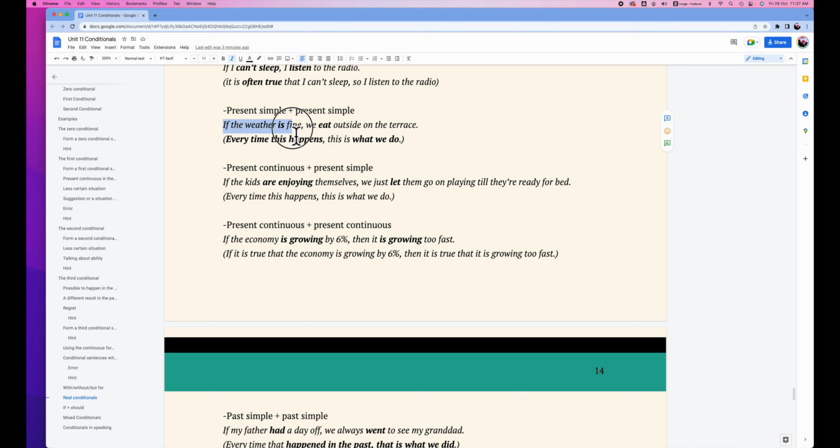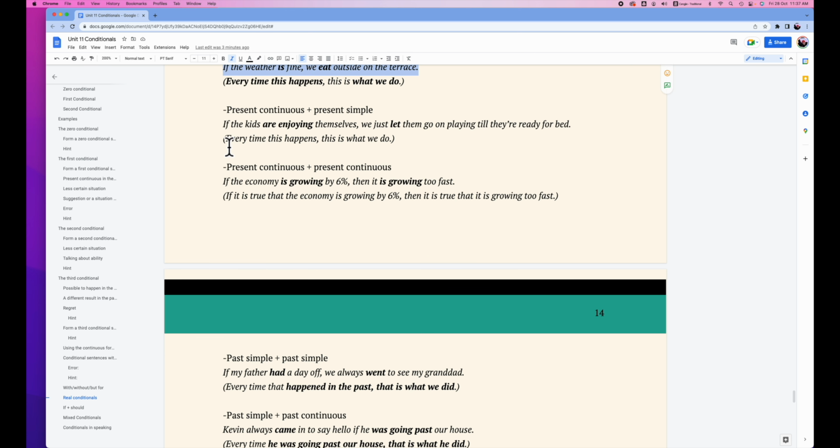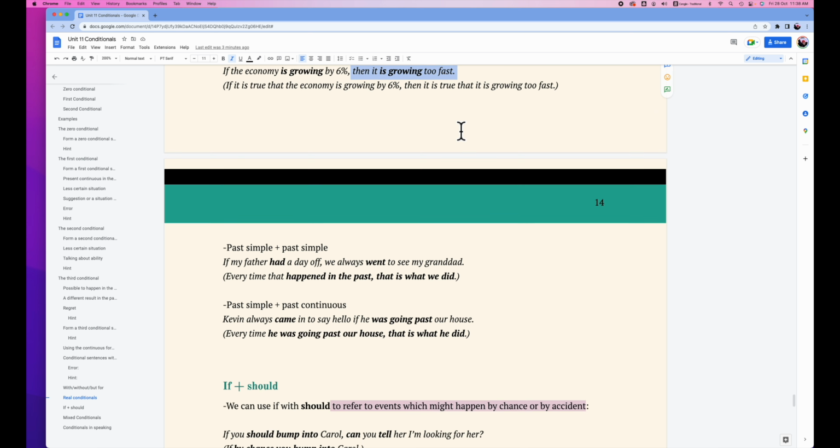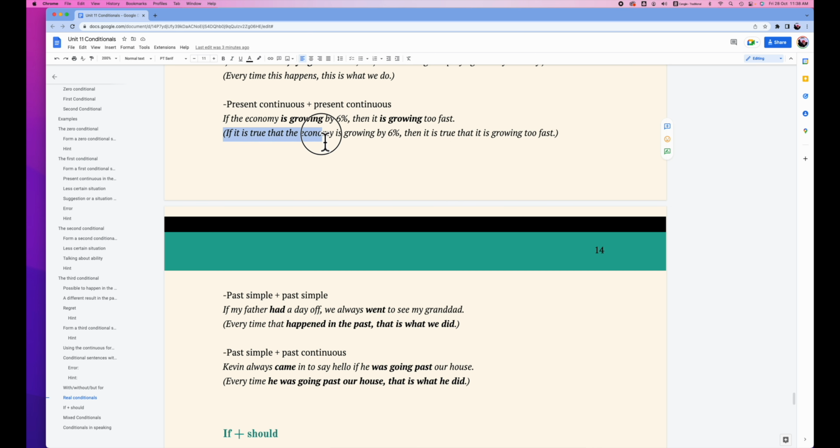If the weather is fine, we eat outside on the terrace. Continuous: every time this is happening, this is what we do. If the kids are enjoying themselves, we just let them go on playing till they are ready for bed. Continuous tense plus continuous tense in part A and B will be also similar. If the economy is growing by 6%, then it is growing too fast. If it is true that the economy is growing by 6%, it is true that it is growing too fast.